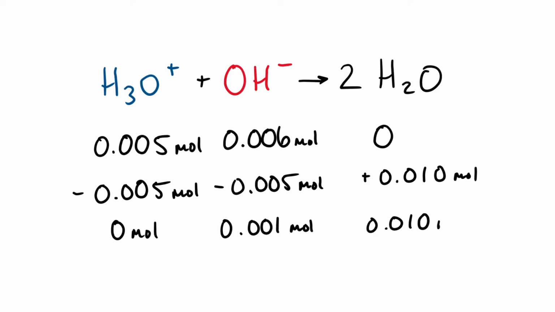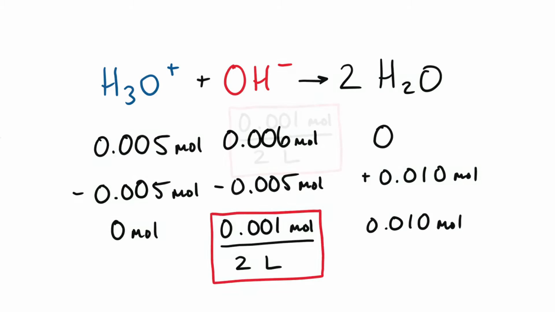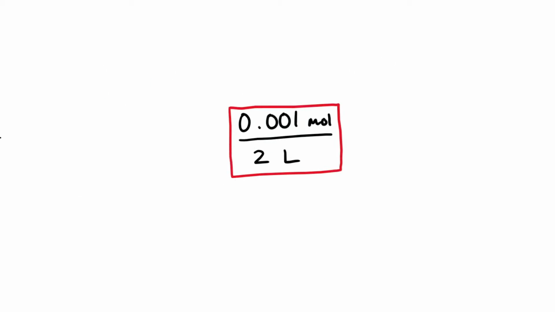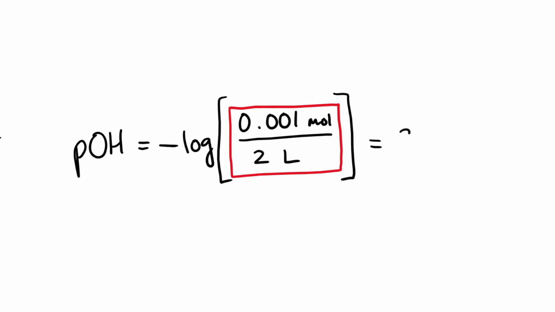In fact, we're left with 0.001 moles of hydroxide in 2 liters of water, because remember, we mixed the two solutions together. So this makes a solution with the pOH of negative log of 0.001 divided by 2, or 3.3 pOH solution.